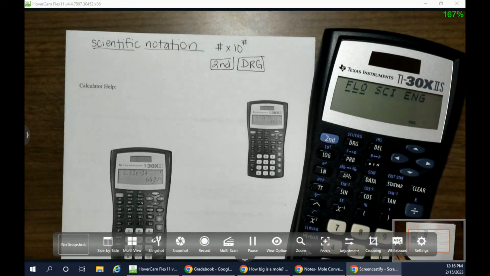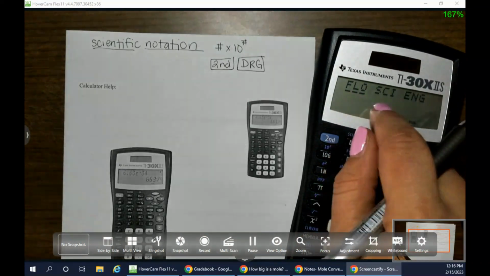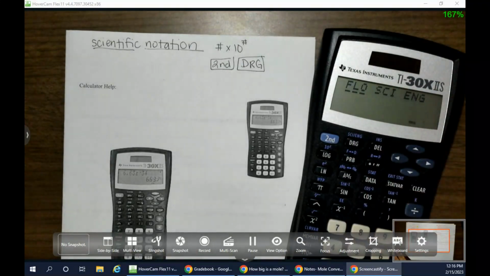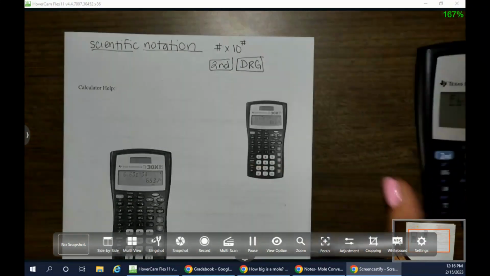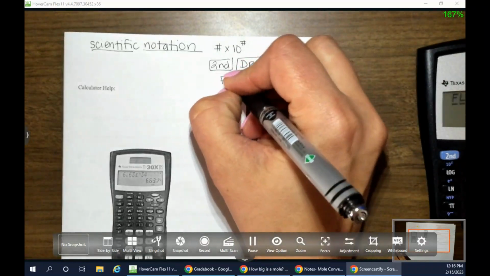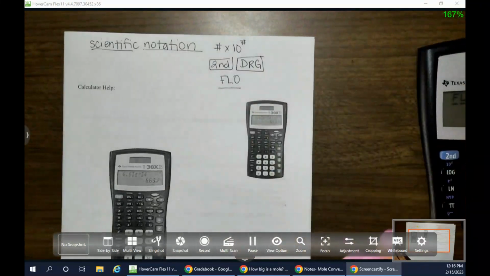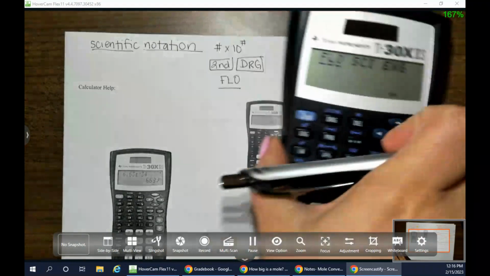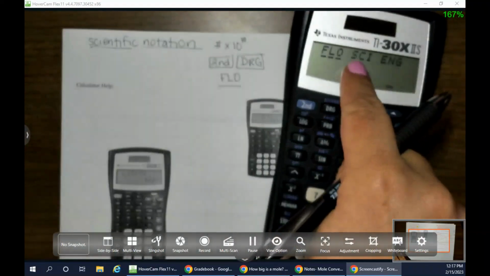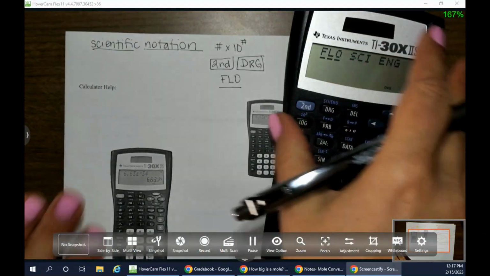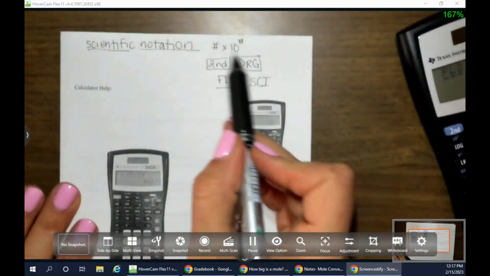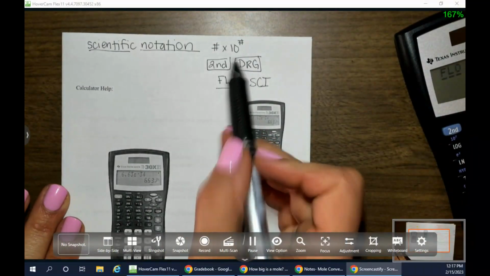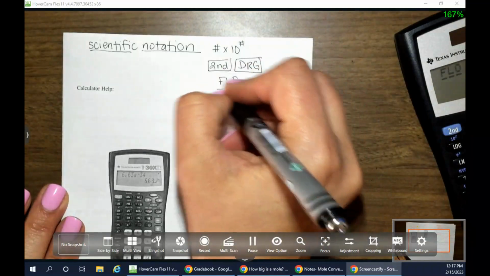When you hit those two buttons, you get these options. You get flow, sci, engineering. We're never going to be putting it on engineering, but you have the option between flow and sci. Flow is usually what you should be on, and right now I would recommend that you have it on that setting. Scientific, or sci, is going to put it into this notation that we just wrote at the top.